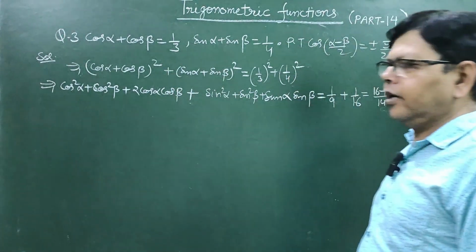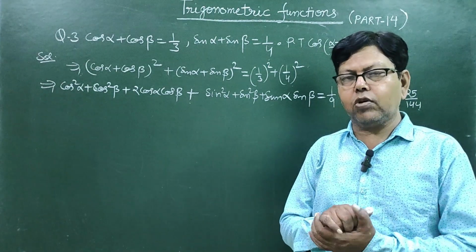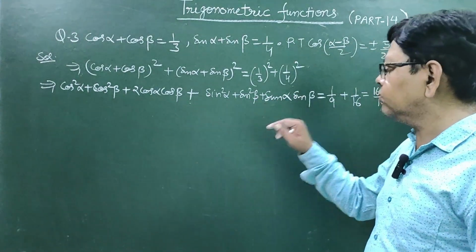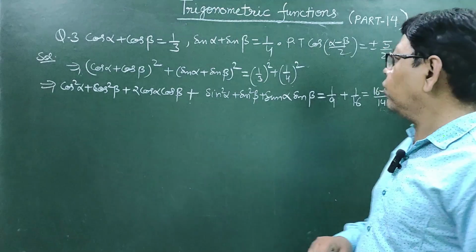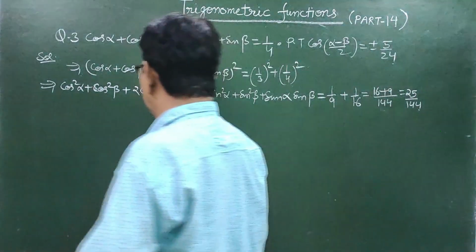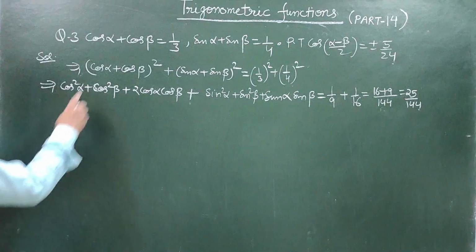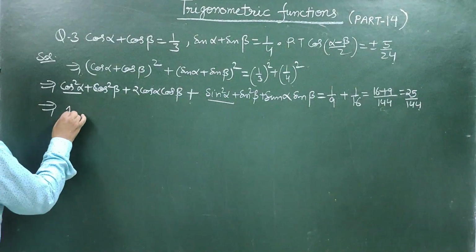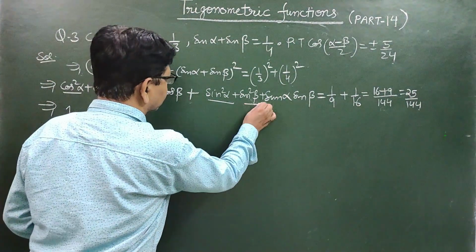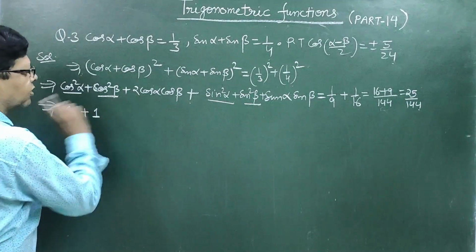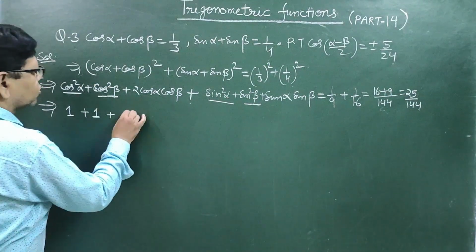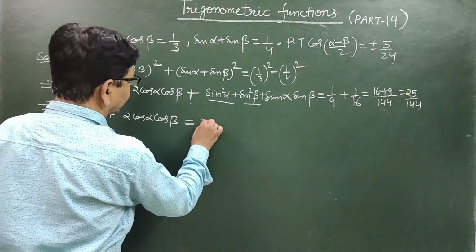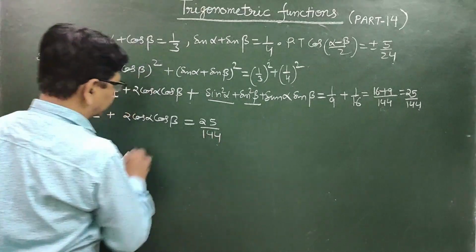Now why I have squared and added? Because the identity cos square alpha plus sin square alpha can be used here. And the second, we are having cos alpha cos beta and sin alpha sin beta, which gives us the formula for cos of alpha minus beta. So both we are successful in getting this. That's why we have squared and added. Now this cos square alpha added with sin square alpha, this is 1. This cos square beta added with this sin square beta, again 1, so 1 plus 1, and then plus 2 cos alpha cos beta is equal to 25 upon 144.